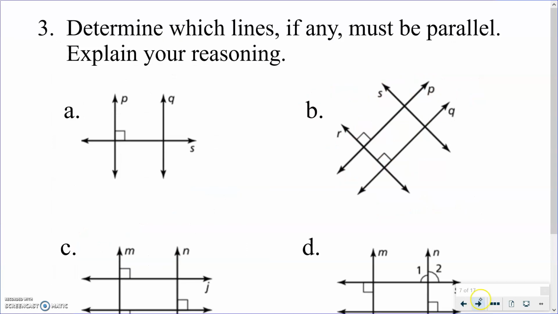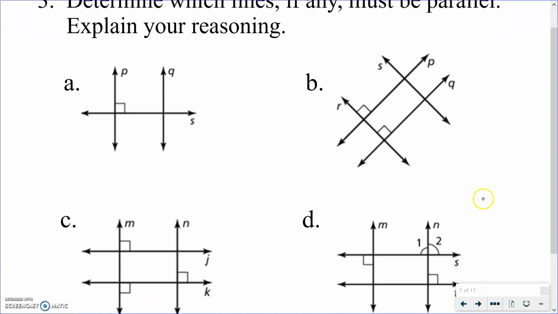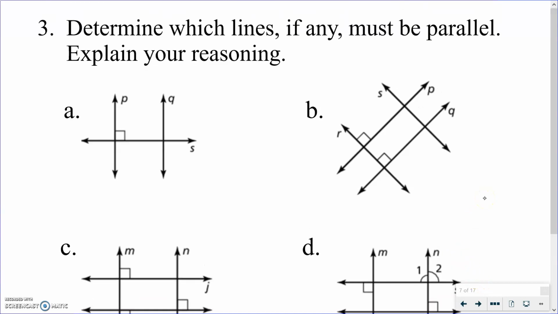All right, now we are going to use these diagrams and decide if these lines are parallel. You can think back to those three theorems that we have, but we also want to think back to previous days here and the converse of corresponding angles and the converse of alternate interior angles. And there's actually going to be some of these where there's more than one reason that will work.